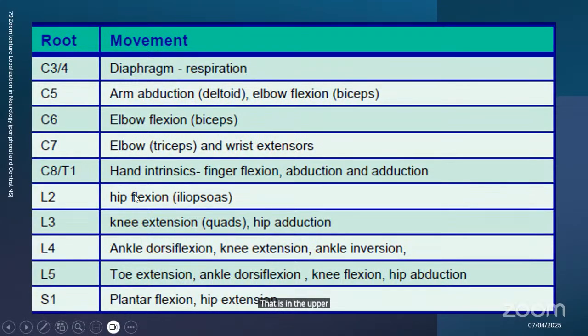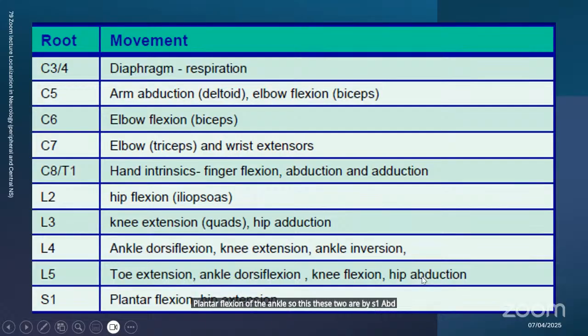The lower limb, hip flexion. You flex your hip by the iliopsoas, that is L2. You extend the knee by the quadriceps, quads we call it, or hip adduction, that is L3. Ankle dorsiflexion, knee extension, and ankle inversion is L4. Toe extension, ankle dorsiflexion also, knee flexion, hip abduction is L5. Plantar flexion and hip extension is S1. Hip extension is by the gluteus maximus muscle, and plantar flexion of the ankle. So these two are by S1.